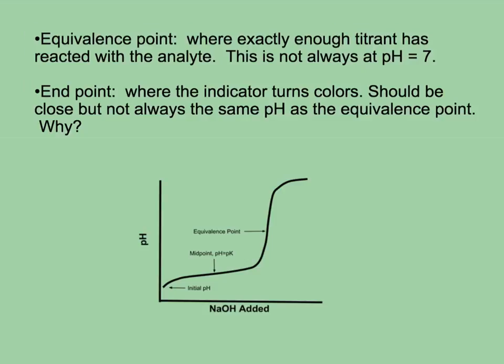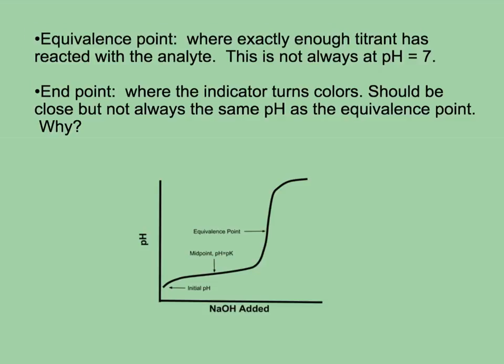One really important point on this curve is your equivalence point. The equivalence point is where you see in your curve an inflection here and an inflection here, so halfway between the two inflection points. That's your equivalence point. The equivalence point is where exactly enough titrant has reacted with the analyte. So that means equivalent amounts of acid and base have reacted together based on the stoichiometry or the molar ratio.